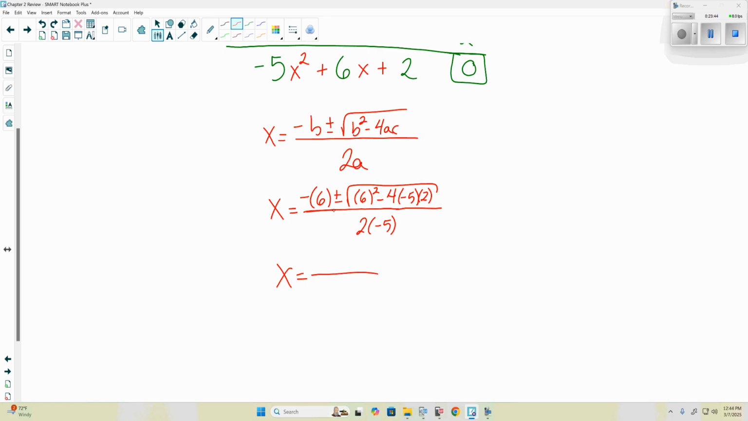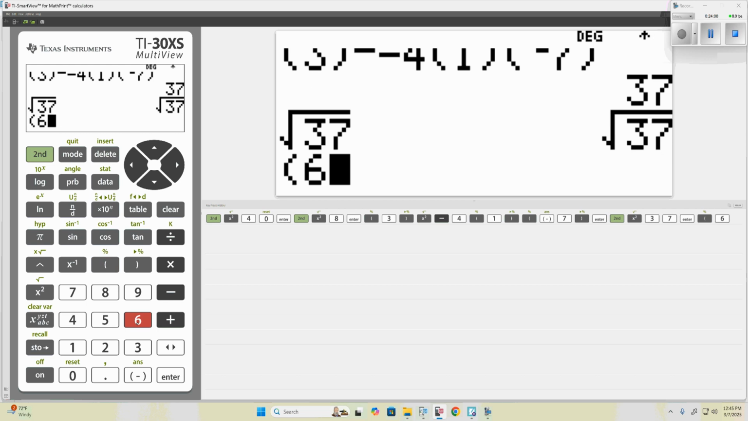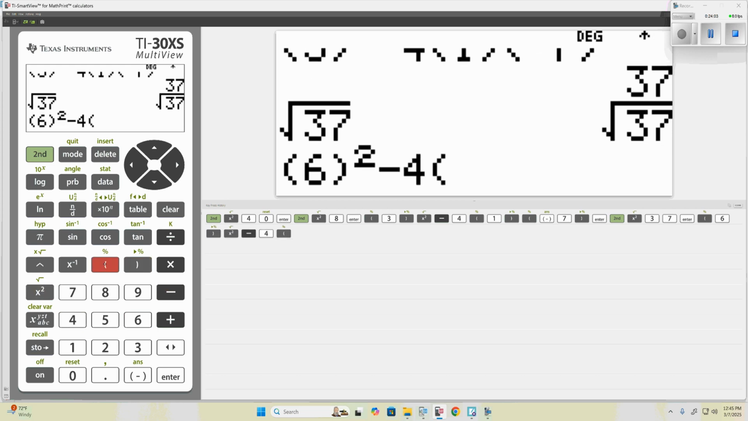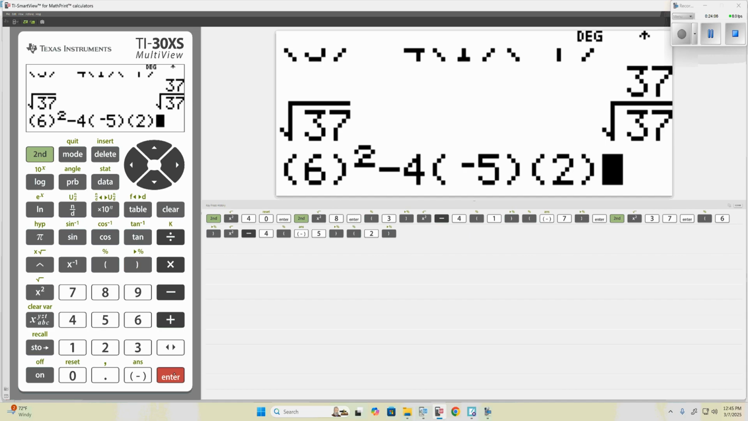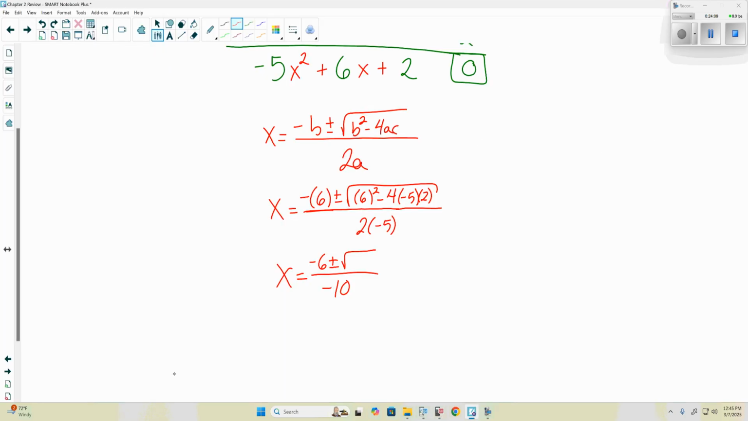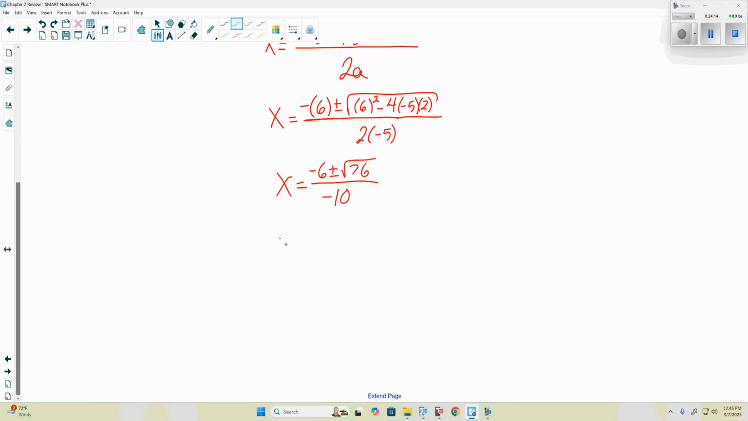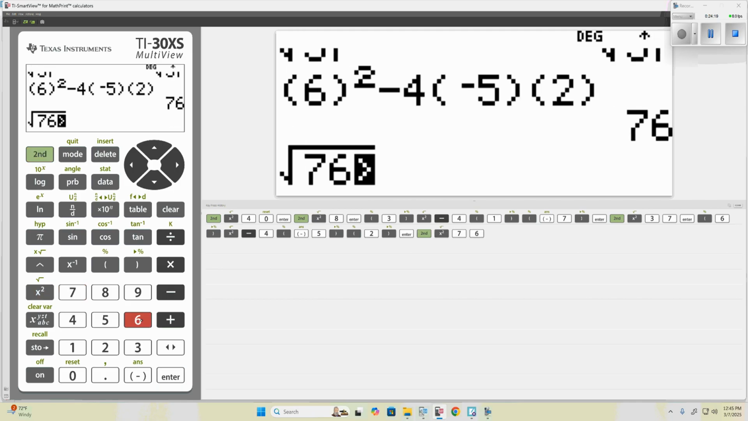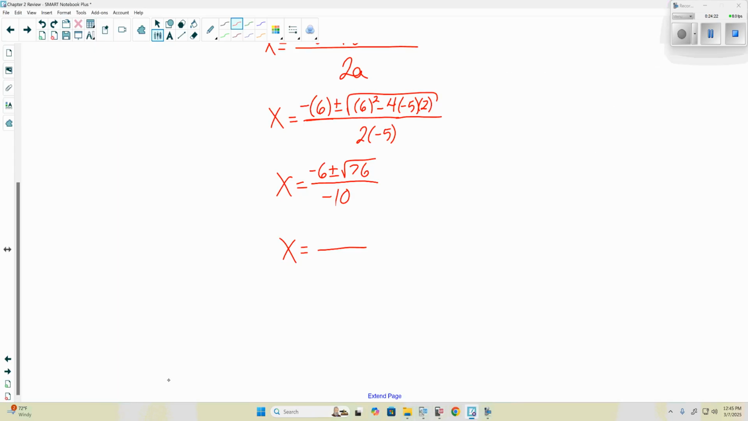Now a few things we'll simplify first, so our -6 is going to be -6, plus or minus, on bottom we have 2 times -5, which is going to be -10. Inside our radical, we're going to simplify 6 squared minus 4 times -5 times 2, which is 76. Last thing we need to do is see if we can take the square root of 76. That's 2 square root of 19.